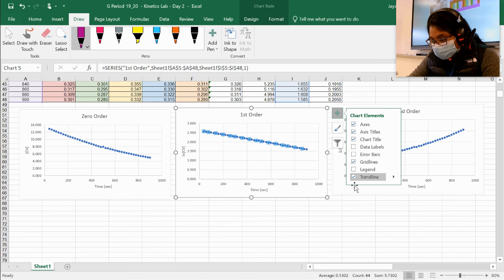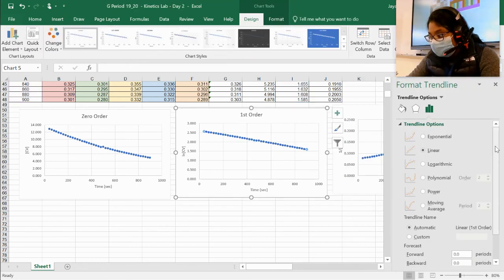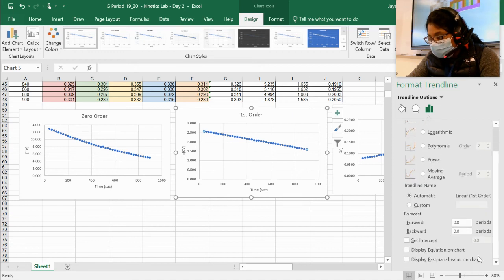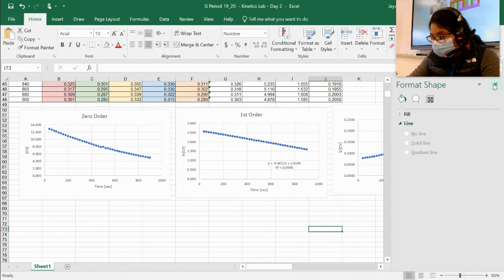I'm going to put a trend line in here. There we go, I have a trend line. That's the straightest line here. And I'm going to do display equation on chart, set the intercept. Oh, I don't want the intercept to be 0, 0. And there's my R square value. You can actually set the intercept to be the natural log of 25 micromolar. Okay, so here is the equation.